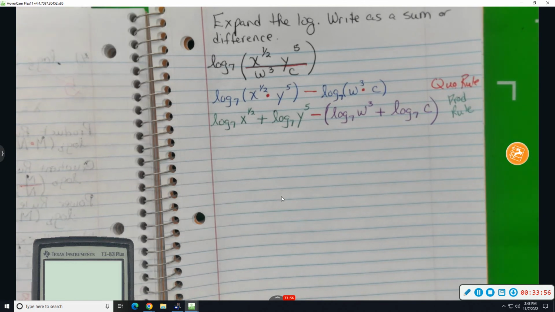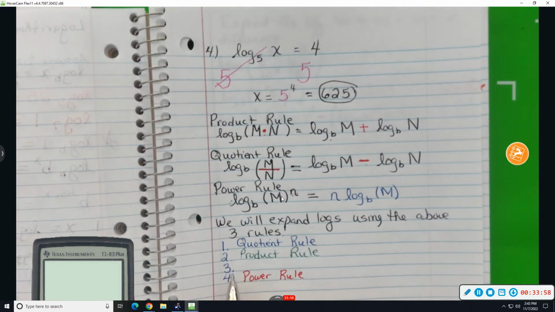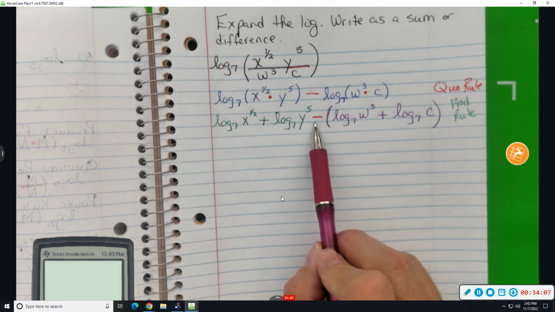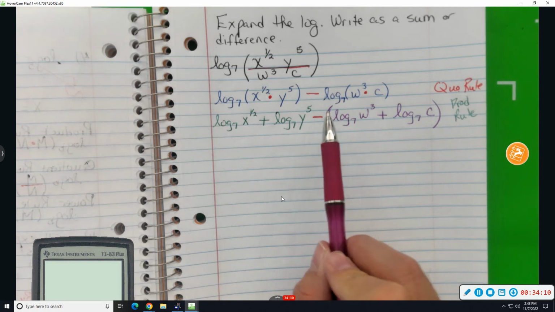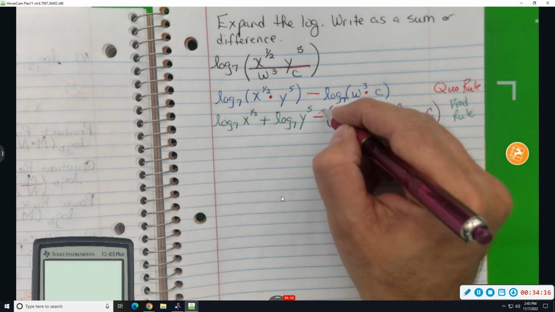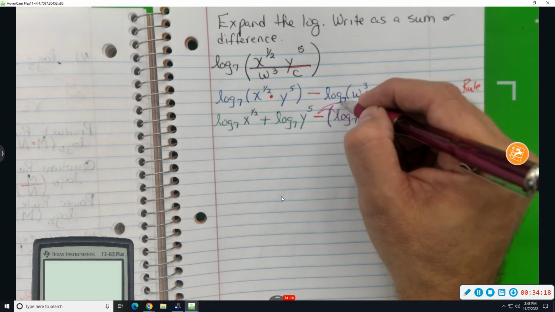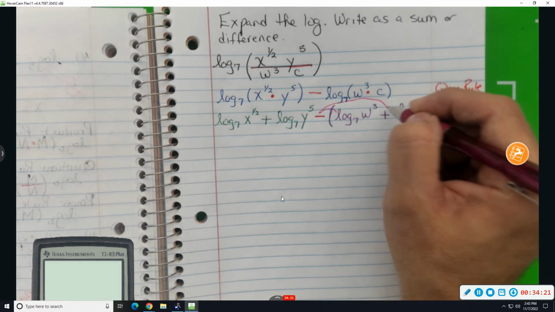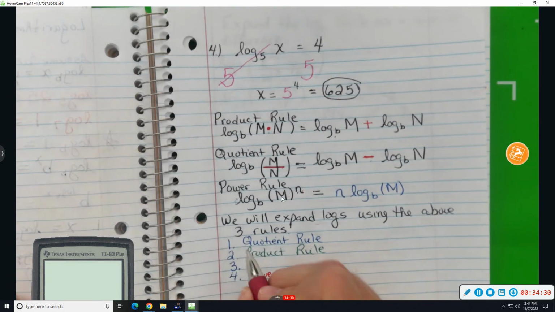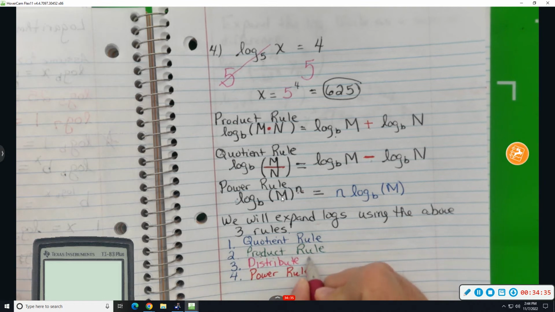Now the third step, I didn't write out what it is. We're not ready to use the power rule yet. Looking over here, it has something to do with this minus here. What am I going to have to do with this minus for what's written there? It starts with a D. Distribute the minus. Okay? That's the third step. Distribute the minus.